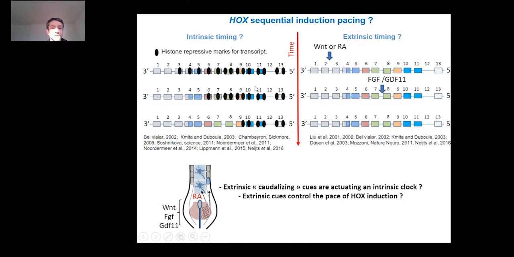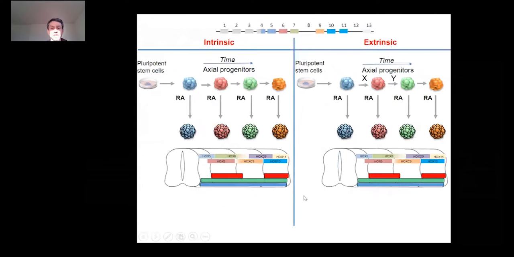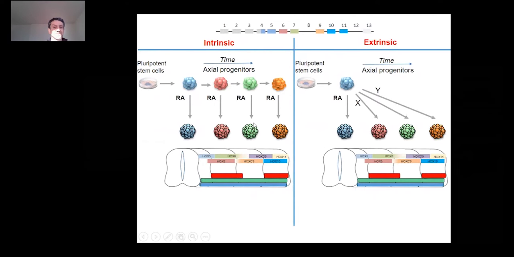Therefore, whether the progressive opening of the chromatin along the complexes serves as an internal timer actuated by extrinsic cues that maintain the axial progenitors, or whether sequences of secreted factors activate progressively more caudal Hox genes and largely define the tempo of the clock, remained unclear. So we thought that in vitro differentiation of pluripotent stem cells could be a good way to assess this question, because the two models imply different differentiation strategies.